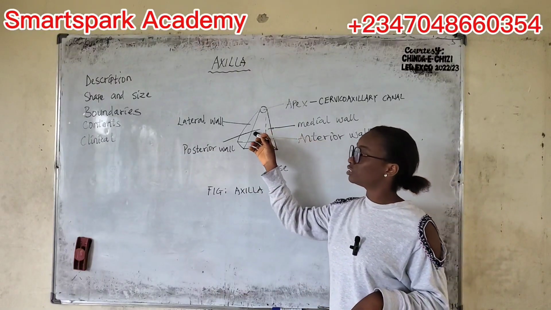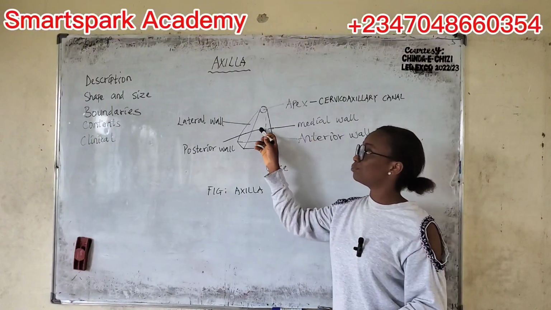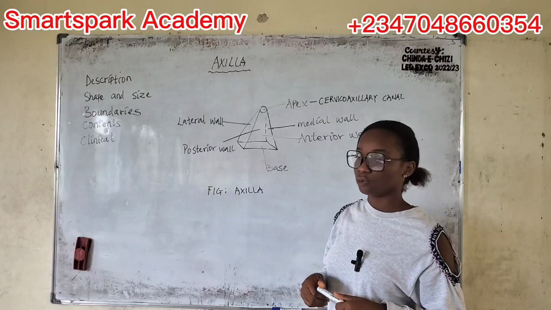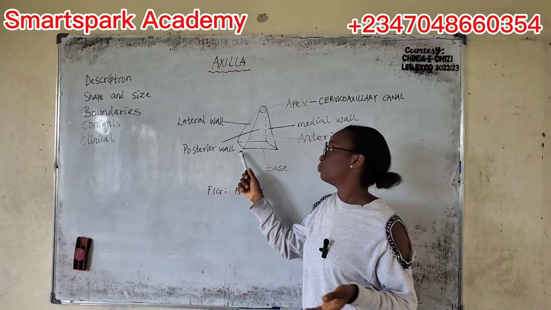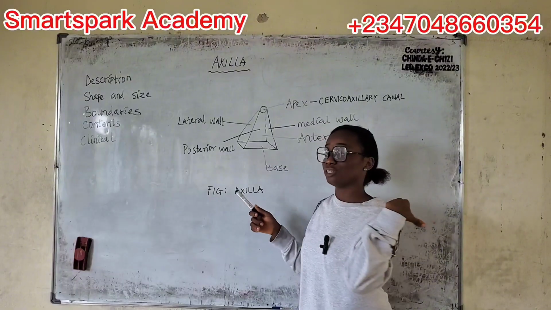We move to the posterior wall. Just as when you're describing the anterior wall, the front wall, we're now looking at the posterior, which is the back wall. What muscles form the posterior wall? Now let's look at the muscles that form the posterior wall. Like I said earlier, posterior is the back.